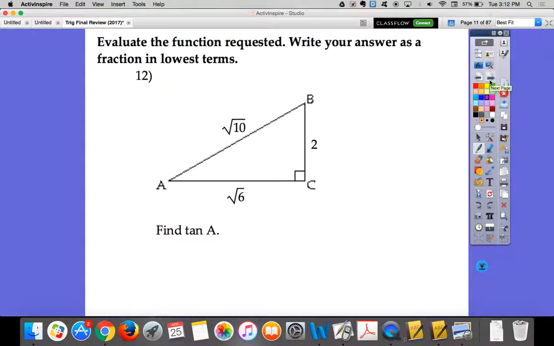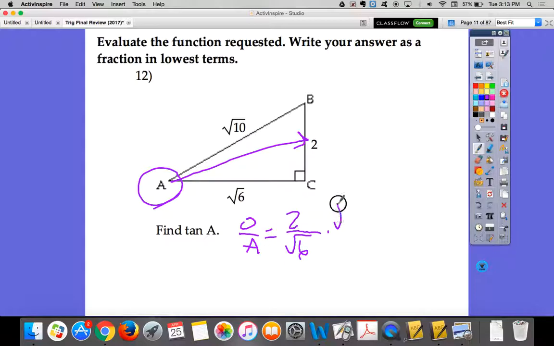Okay, evaluate the function requested. Write your answer as a fraction in the lowest terms. So find tangent of A. So they're telling you where you need to view from. We're coming down here at A. Tangent is opposite over adjacent. So opposite is 2. Adjacent is square root of 6.